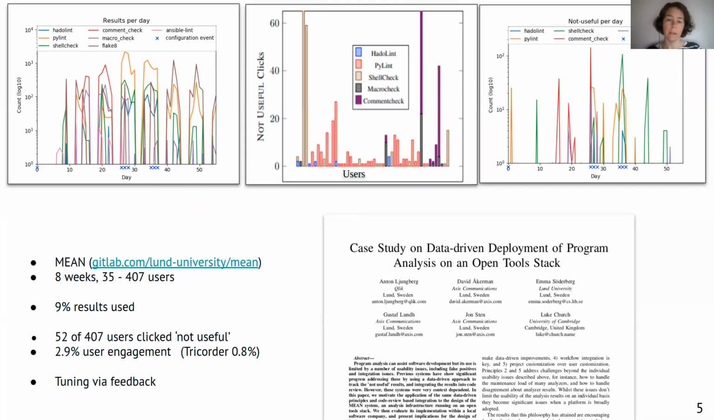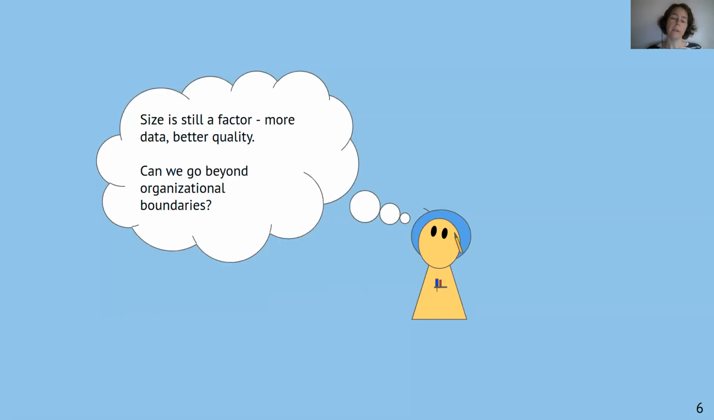So this is an early deployment of analyzers, so things are a bit more noisy, but we could definitely see how we could react to this using this feedback loop. But still, it's a company with up to, in this case, 400 developers, compared to maybe 30,000 or so at the time when the Tricoder paper was written. So that size is still a factor. More developers, more data, more opportunities to tune the system.